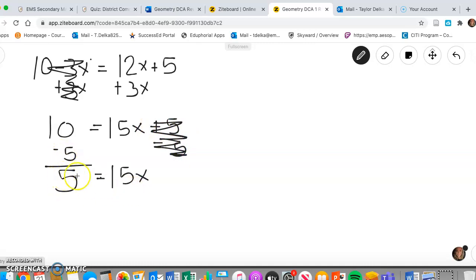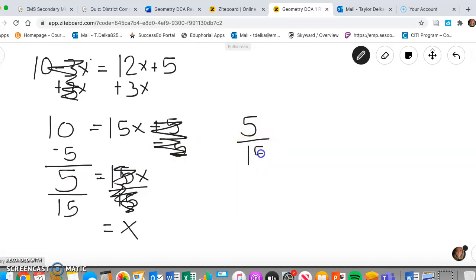So then now I have 5 equals 15x, and I need to get x alone. In order to do that, I have to divide by 15 on both sides because 15 is multiplying to that x. Now I have a really interesting thing going on. 15 divided by 15 is actually just 1, so I can make that go away. Now I have x equals this fraction of 5 over 15, and this is a great fraction, but I need to reduce it.